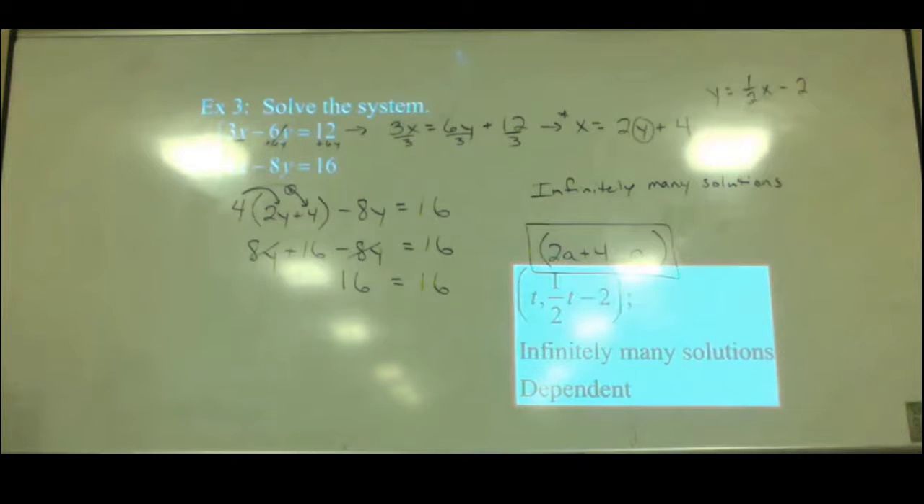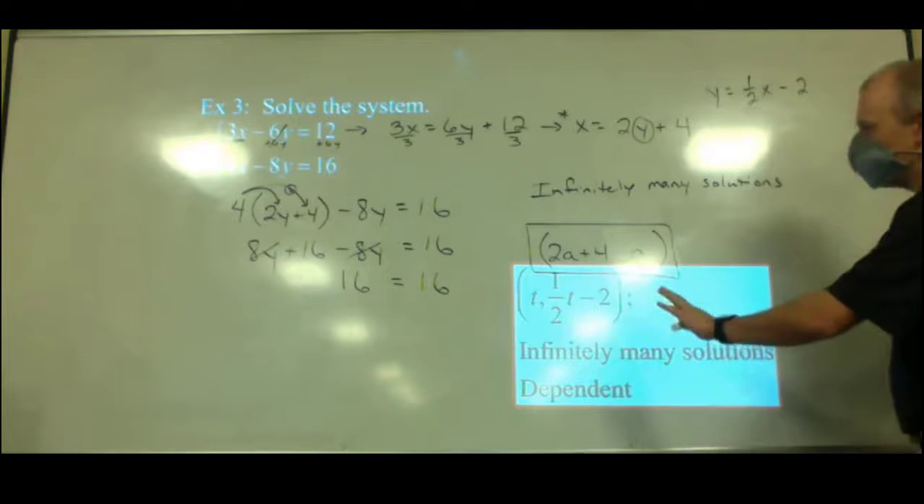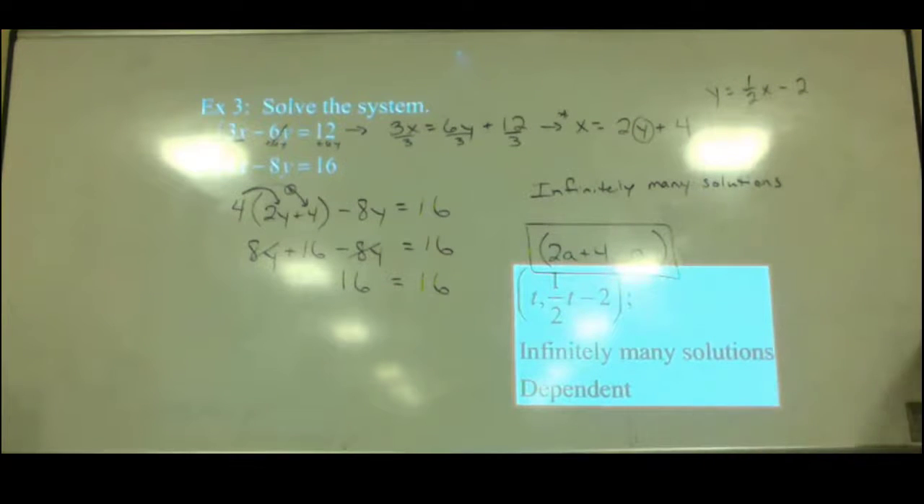Okay, and so you do still want to describe your solutions, even though you have infinitely many, but you have to use a general expression to describe them. Okay, and that, remember, we call a dependent system.